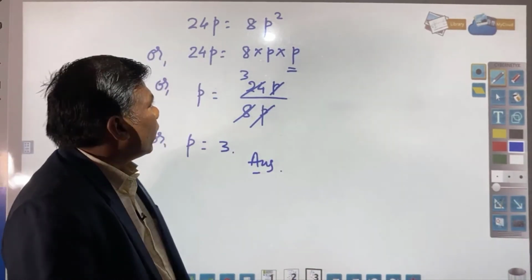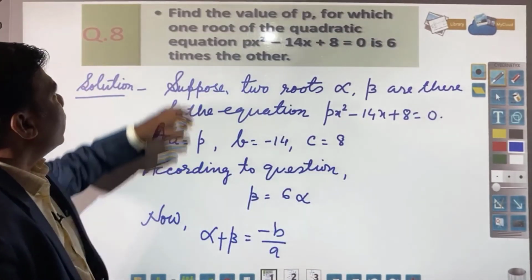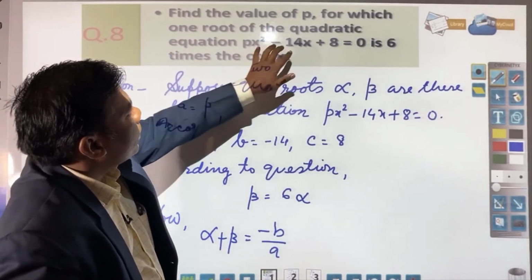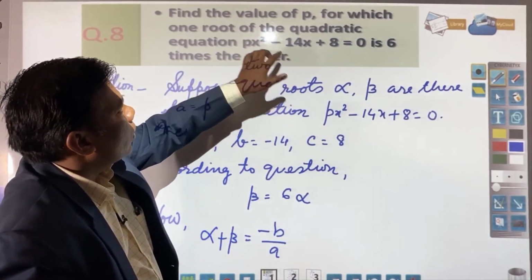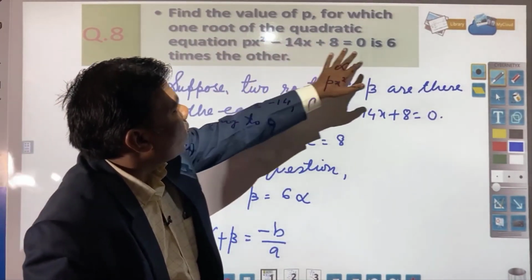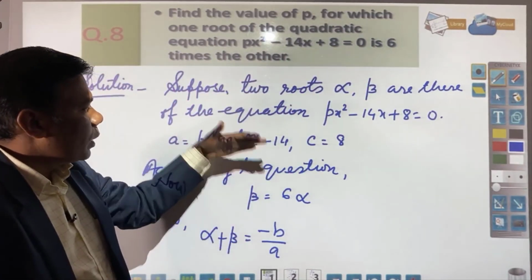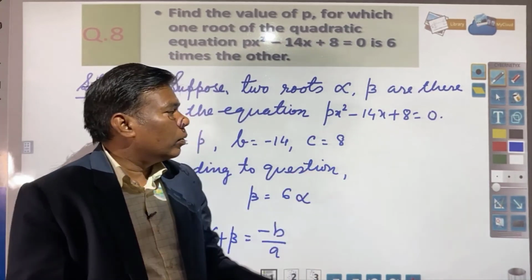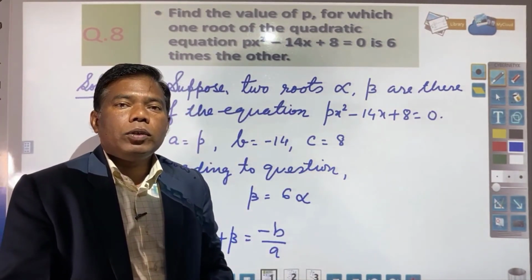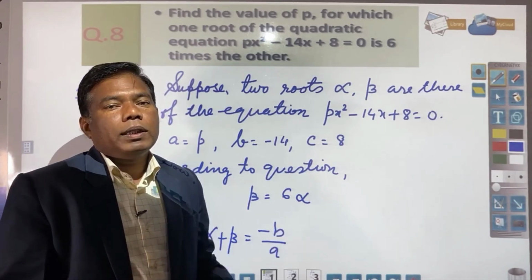So, I hope you understood how this type of question is solved. First of all, you need to know what has been given and what you need to find out. Here you had an equation, you had to find p, and the condition given was that one root is 6 times the other. Similar questions, again I am repeating, find from other books and try to solve today itself, and be confident to solve this type of question.